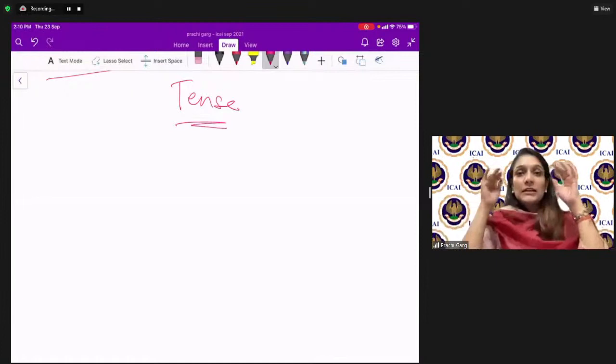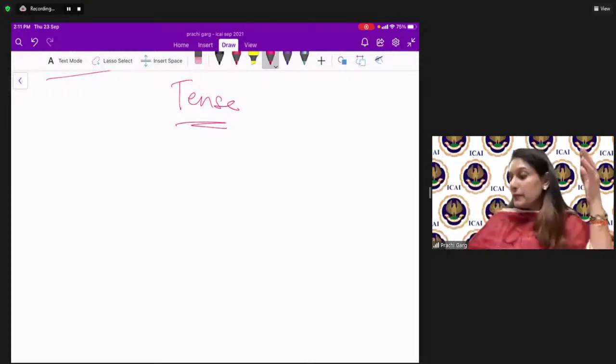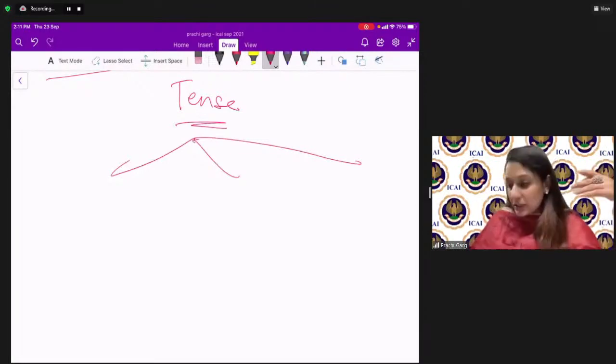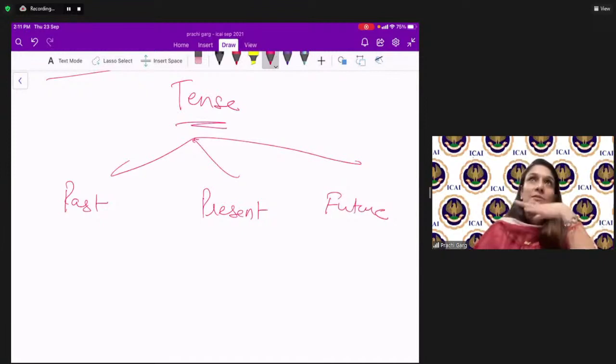Now, like I just told you yesterday, tenses actually tell you about the time of the action. Now, how do you actually talk about time? Either you talk about something that has already happened, or you are talking about today or something that is going on, something that is present, or you talk about something that will happen. Maybe you're talking in the morning and something is going to happen at night or maybe tomorrow. So that is future for you guys, right? Past, present, future, right? That is the broad classification of tenses.